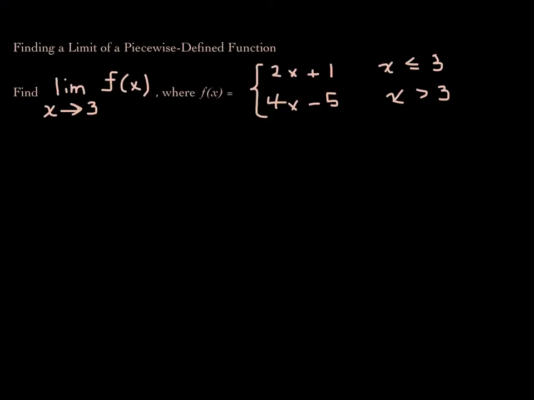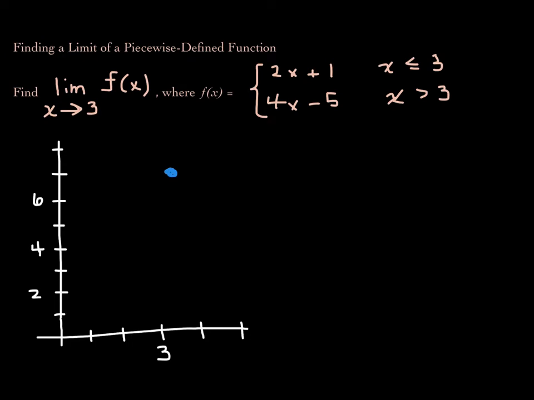Here we have a piecewise defined function. So they're asking us to find the limit of f of x as x approaches 3. And f of x is equal to 2x plus 1 for x values that are less than or equal to 3, or 4x minus 5 for x values that are greater than 3. Let's get a graph so that we can see what's going on.